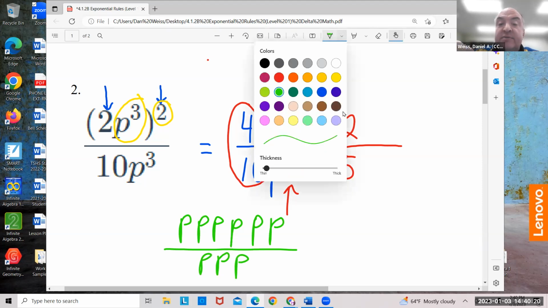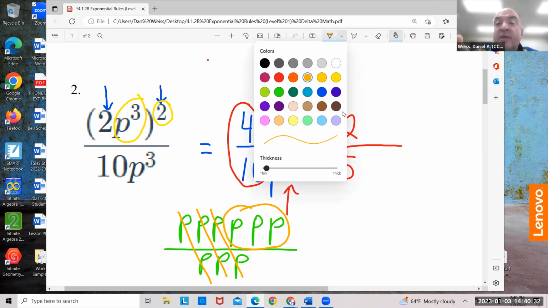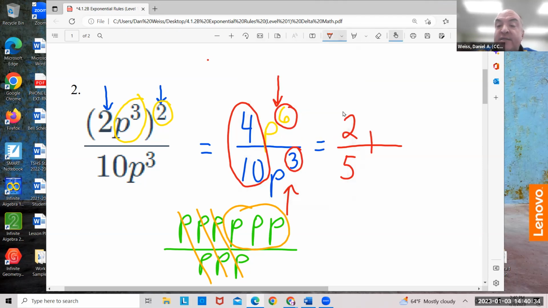So what happens? 3 p's cancel, and what are you left with? You're left with 3 p's on top, or p to the third. So you're left with p to the third on top, and that's your answer: 2p to the third over 5. And that's why it's 6 minus 3.